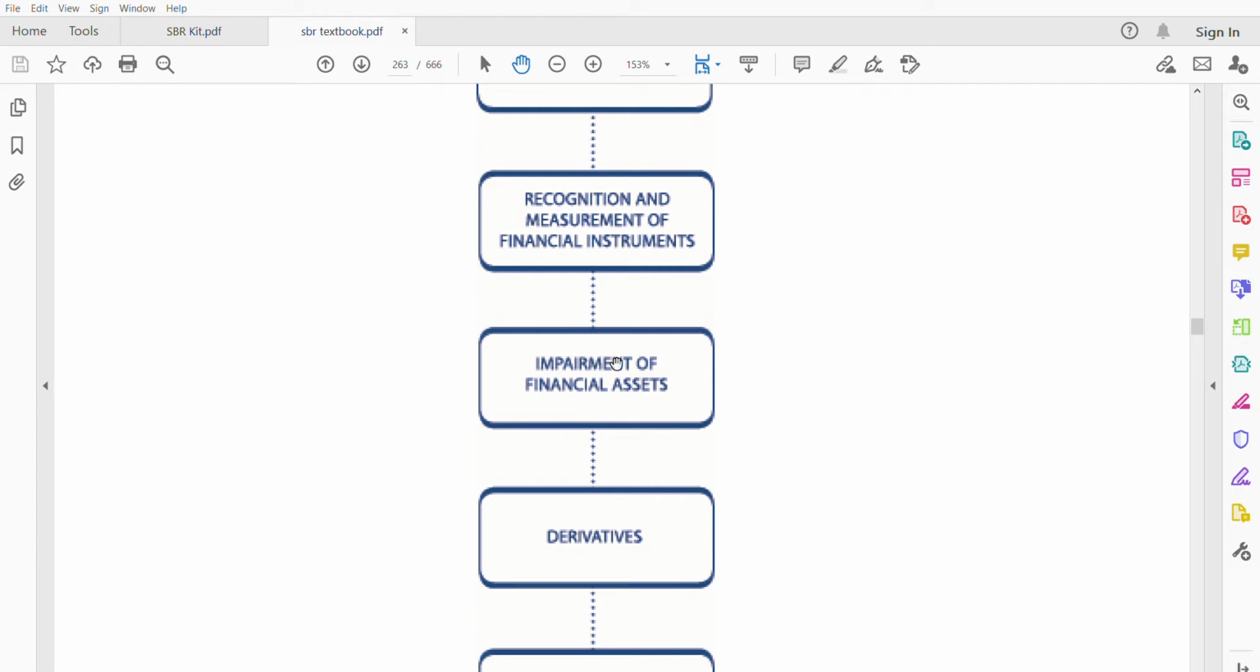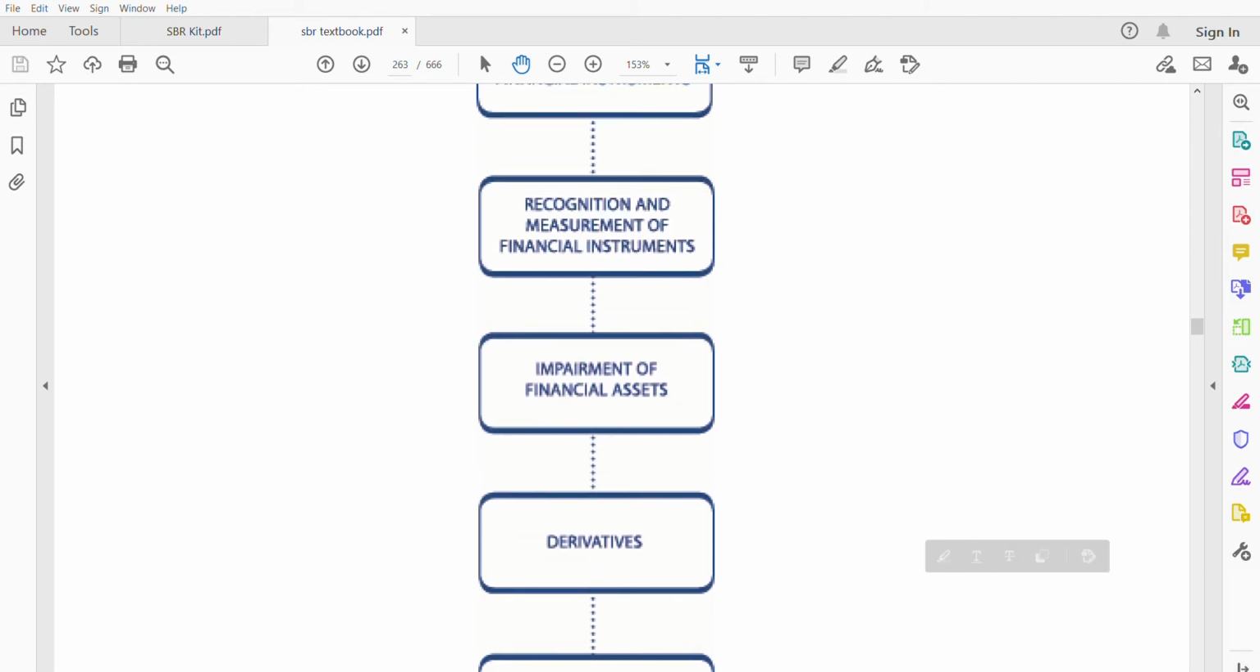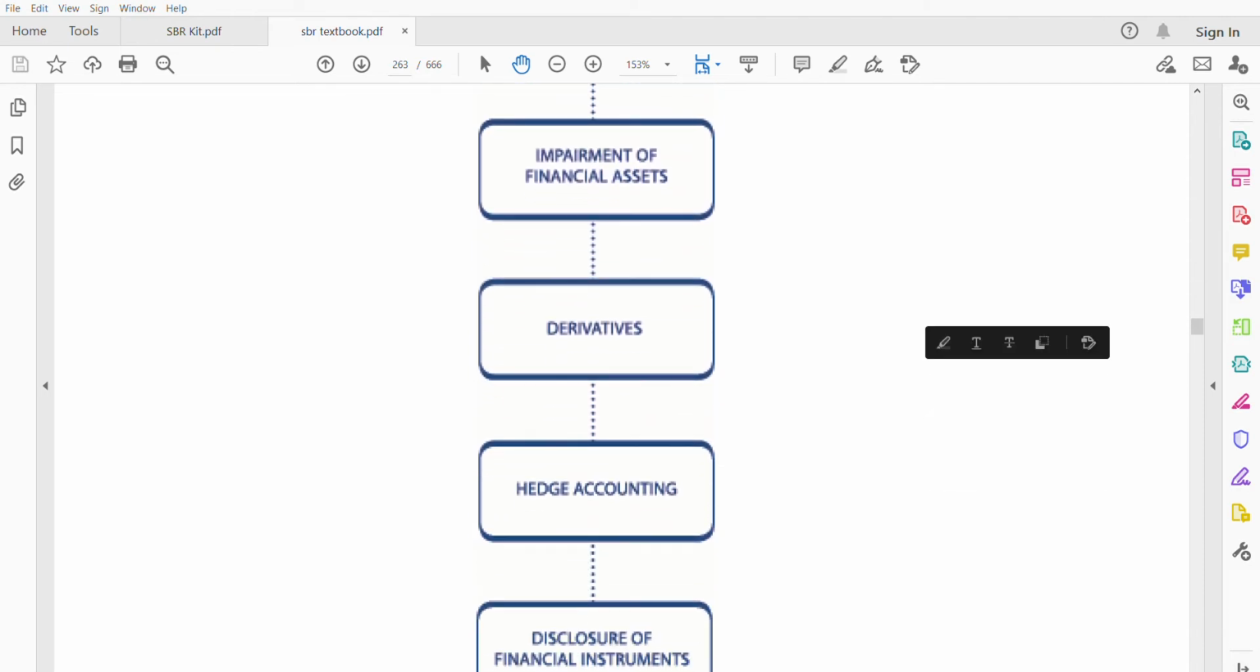Next, we have impairment of financial assets, which we'll be covering in IFRS 9. Then we have derivatives. Then we have hedge accounting. So from recognition till hedge accounting will be covered under IFRS 9.